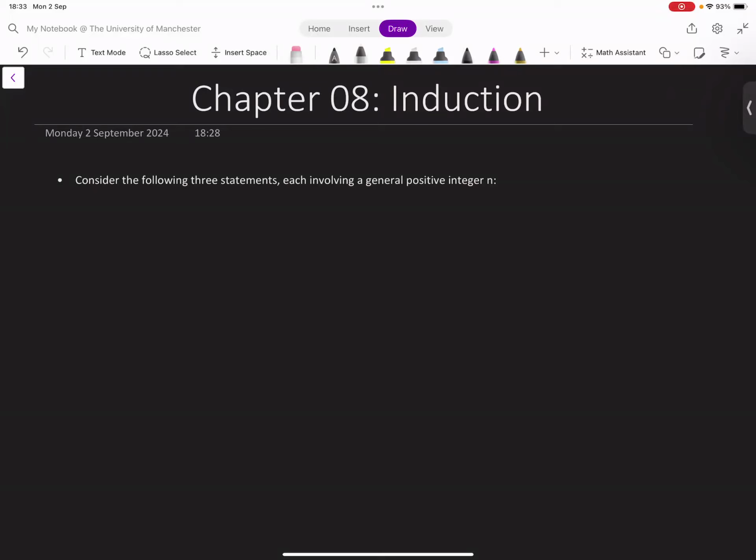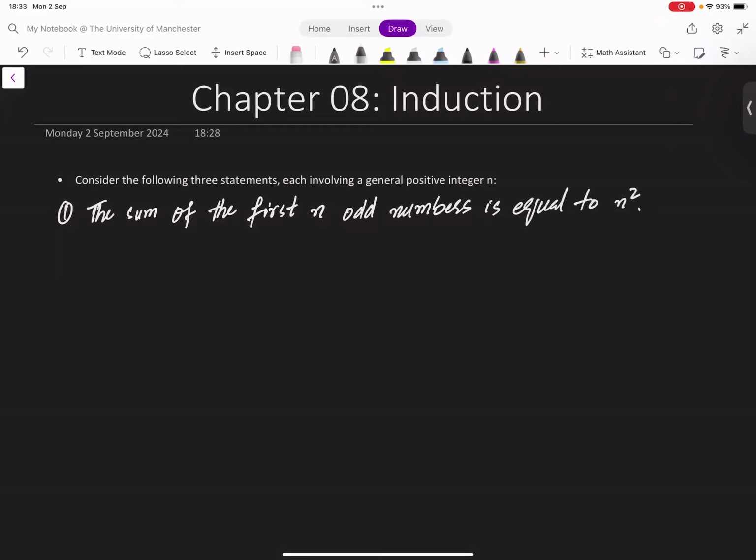Let's say, as written here, consider the following three statements, each involving a general positive integer. Statement 1 is that the sum of the first n odd numbers is equal to n square.